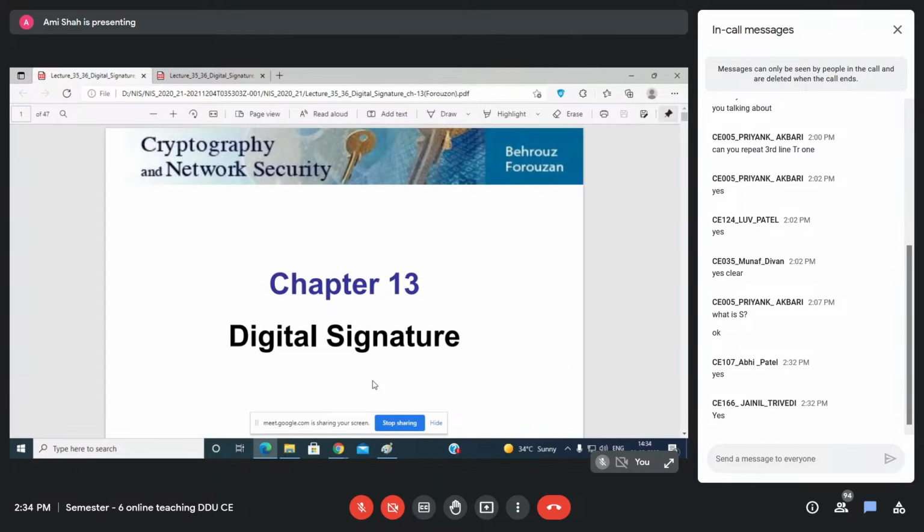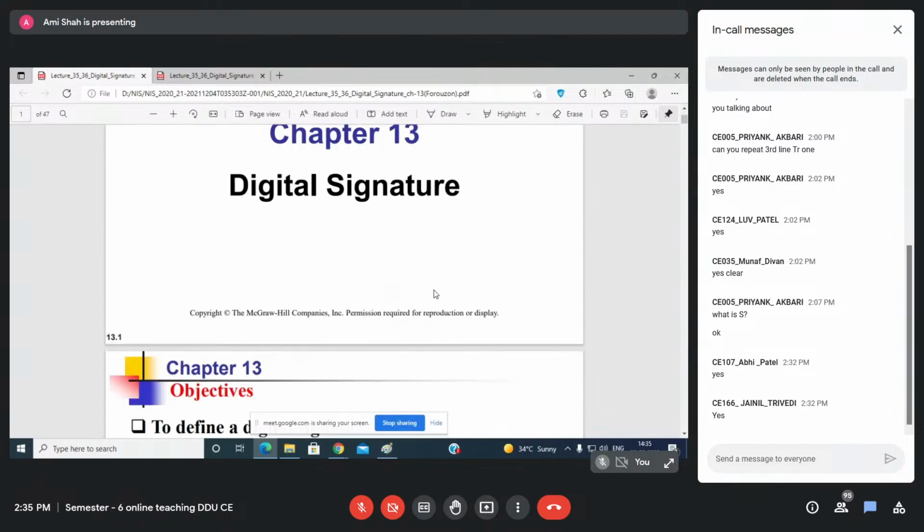Now what will Bob do? Bob can ask Alice to sign the message electronically, right? In other words, the electronic signature can prove the authenticity of Alice as the sender, and we refer to this type of signature as a digital signature. So this is just a brief overview of digital signature. Now let's begin with the differences between the conventional signature and the digital signature. So let's start with that.